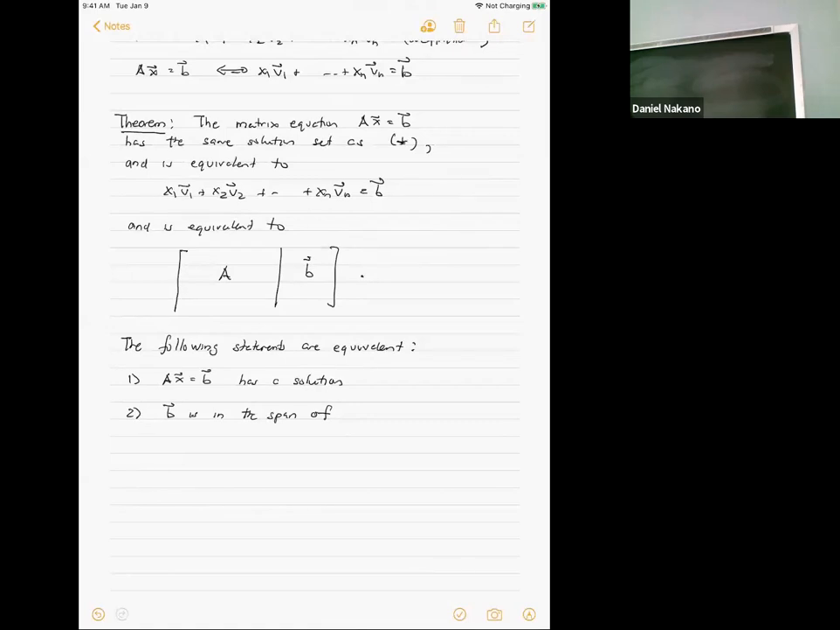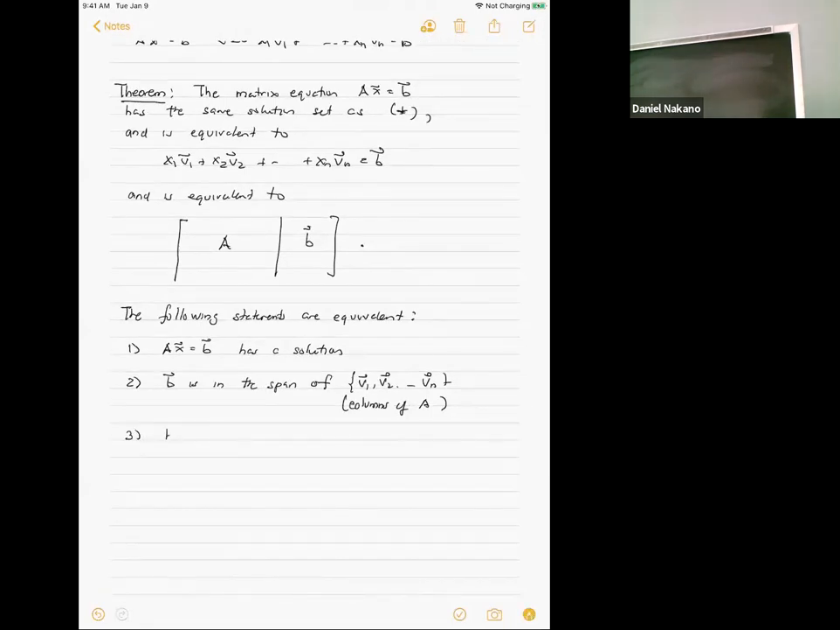So b is in the span of v1, v2, up to vn. So these are the columns of A. Okay? So we have a solution if and only if the vector b is in the span of the columns of A. Okay?